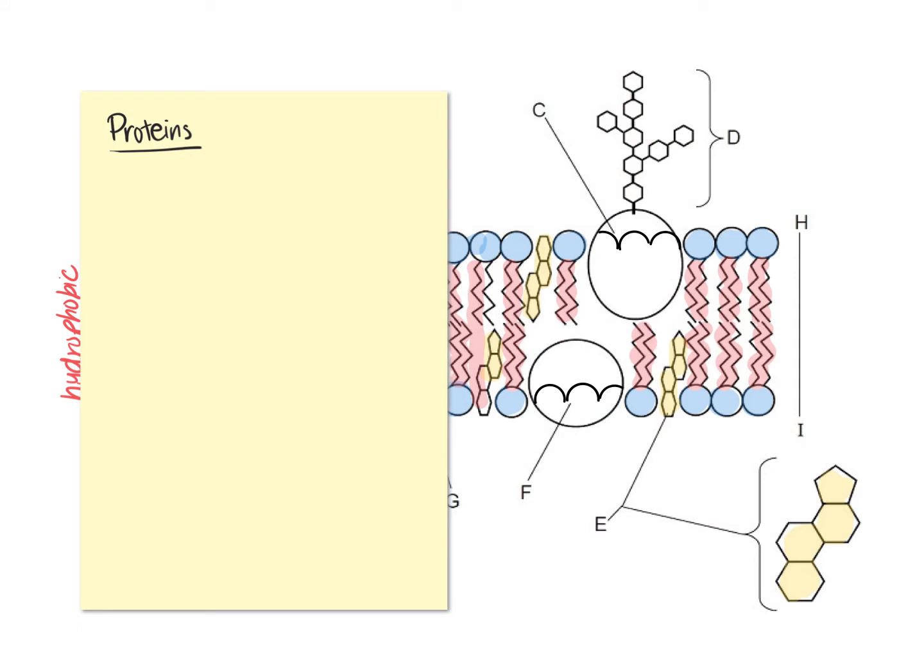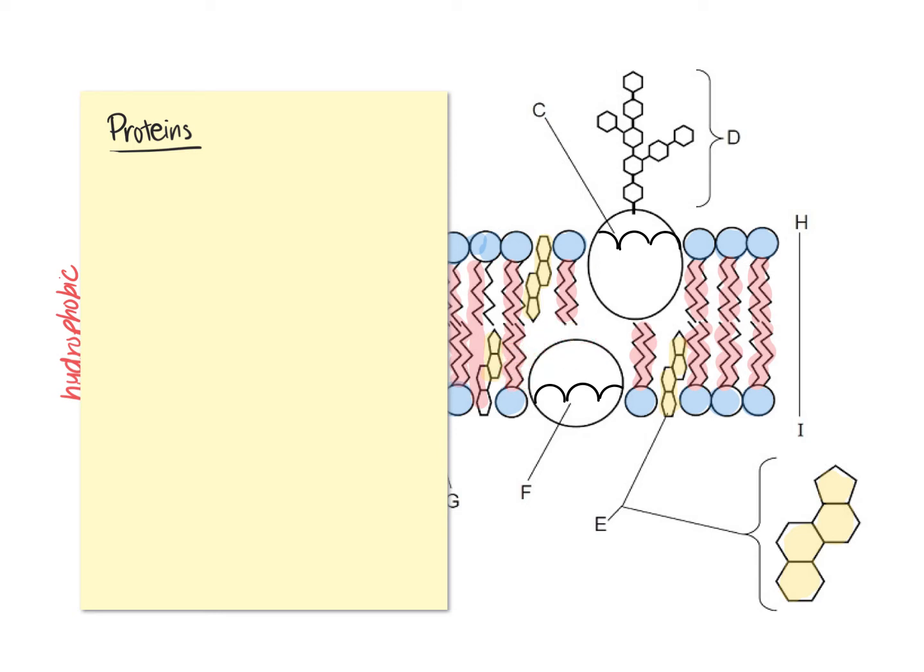The next type of channel we're going to talk about is located right here as letter F. And I'm going to break down F even further. So F is referring to the entire protein. And you'll notice that for F, part of the protein is touching here by the phospholipid heads and the interior aqueous cytoplasm. And part of F is touching this up here with the hydrophobic tails.